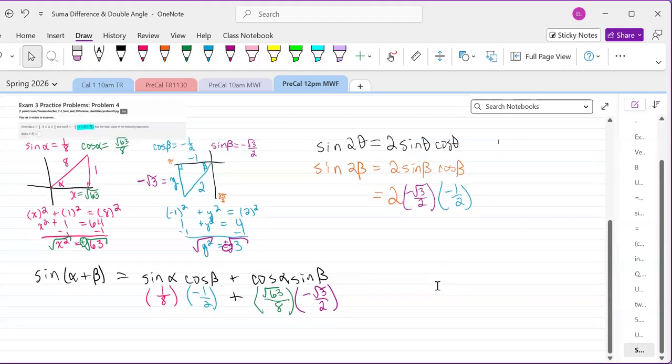All right, what problem do you guys want to look at next? The polar ones? Sure. All right, let me go. Excuse me. Yep. Okay.